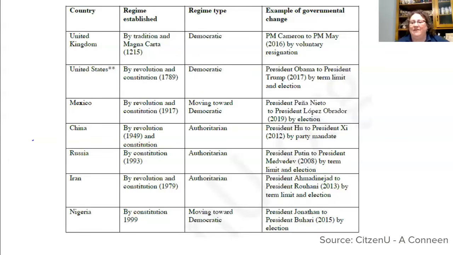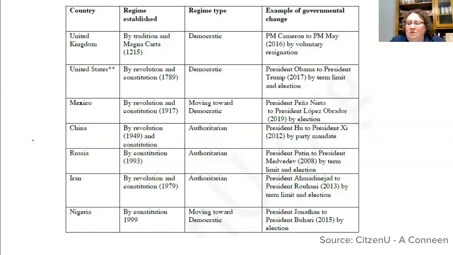Mexico, that 1917 revolution, getting rid of Porfirio Diaz, and they started a democracy, though, of course, it was a one-party state and wasn't super democratic to begin with. It was a slow process. But moving from the past president Nieto to the current president AMLO would be another example. So through election. In China, when Mao led the communist revolution, they set up an authoritarian regime.